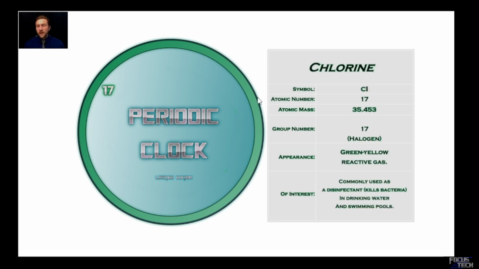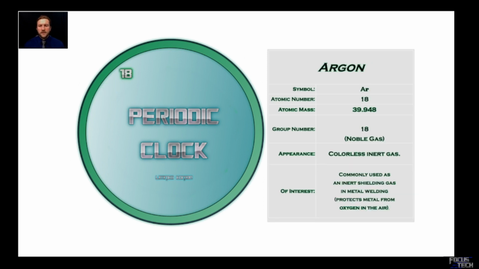Number 17, we have chlorine. So chlorine is part of group 17. It is a halogen. It naturally occurs as a green-yellow reactive gas. And of particular interest, we add chlorine to water, particularly drinking water and swimming pools, to help kill off bacteria. It's a natural disinfectant.